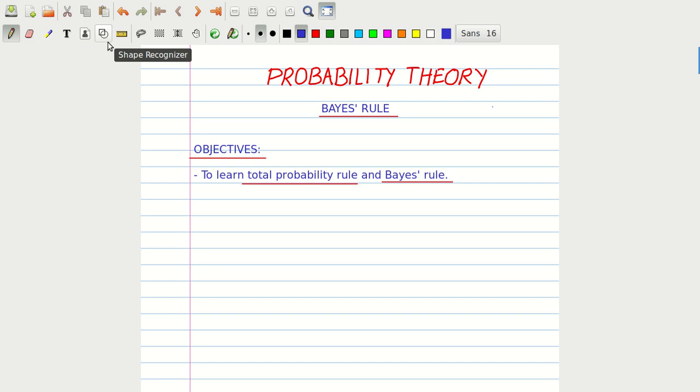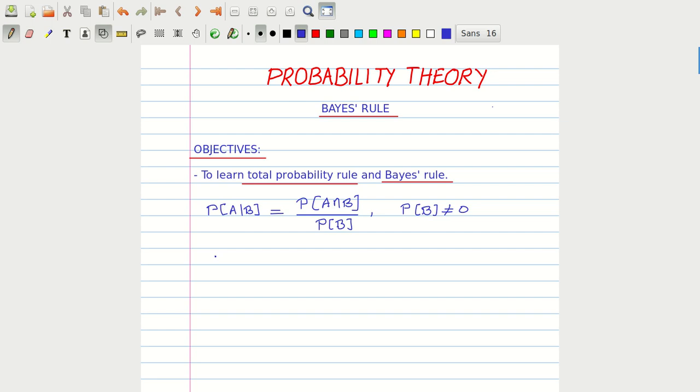In this module, we will learn the total probability rule and the Bayes rule. To begin with, we'll recall the relation between the conditional probability and the joint probability of two events A and B. We know that the probability of A given B is equal to the joint probability of A and B upon the probability of B, where the probability of B must not be equal to 0.